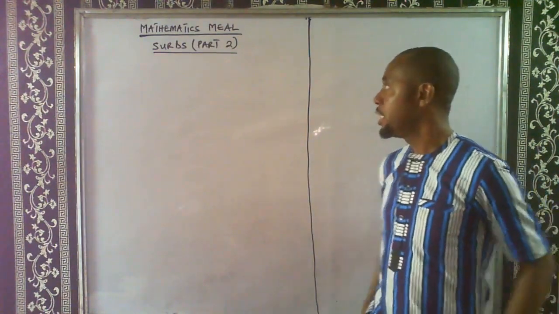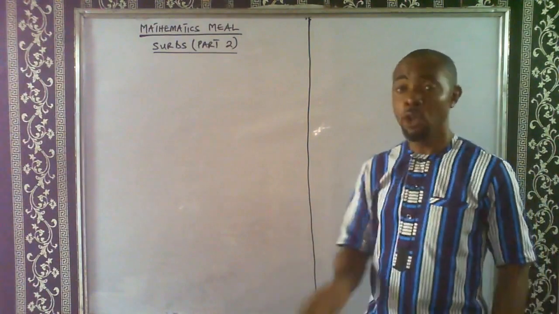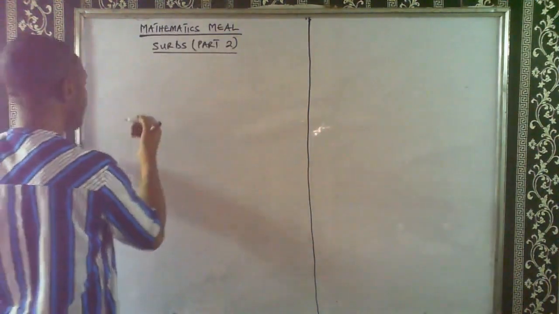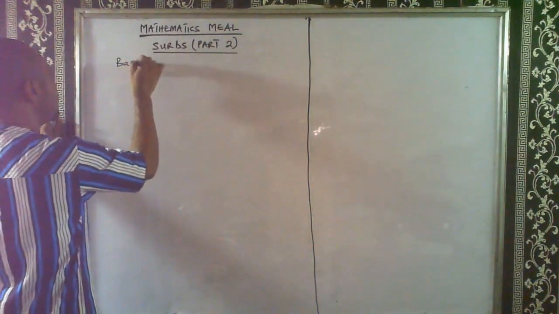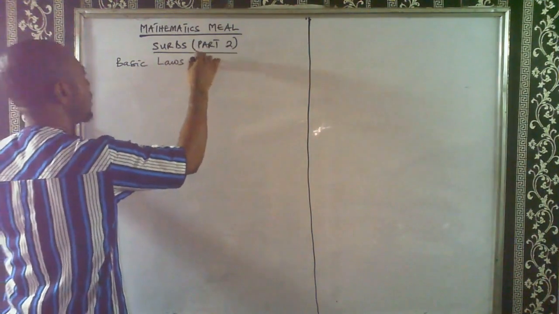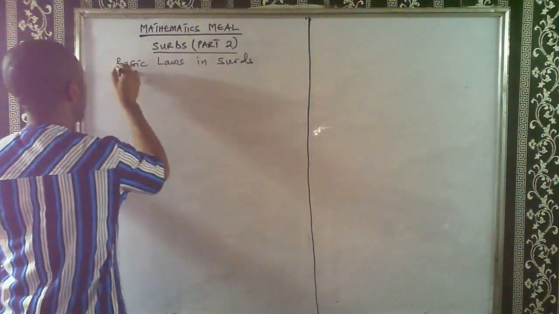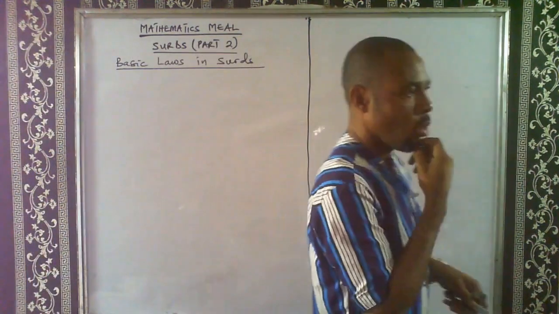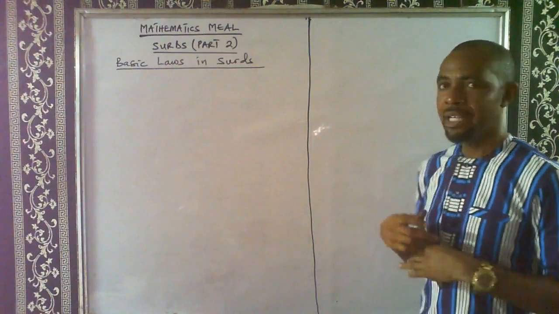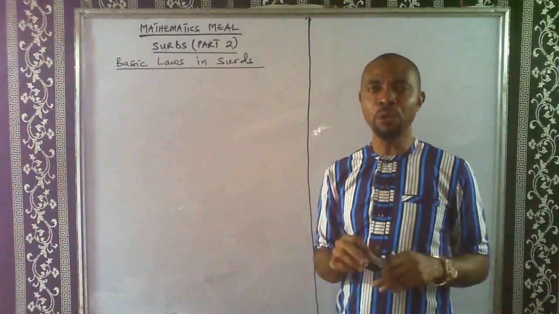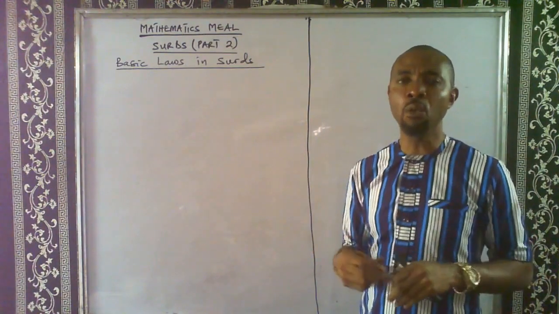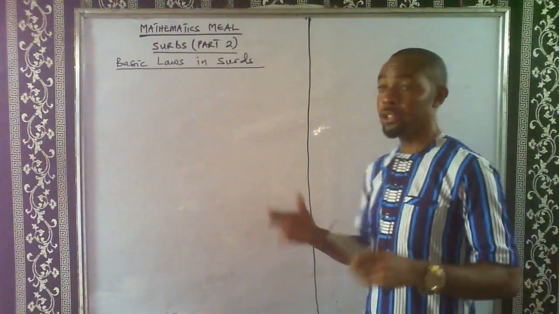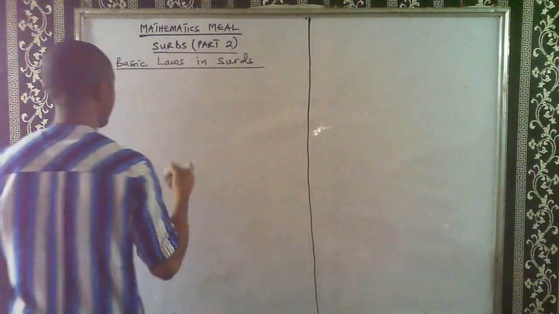All right, let's begin this beautiful aspect of surds. We want to look at the basic laws in surds. What are these basic laws in surds? They are preliminary laws that we must note so that we don't make mistakes while trying to simplify expressions and terms that contain surds or radicals. So let's look at these basic laws in this way.